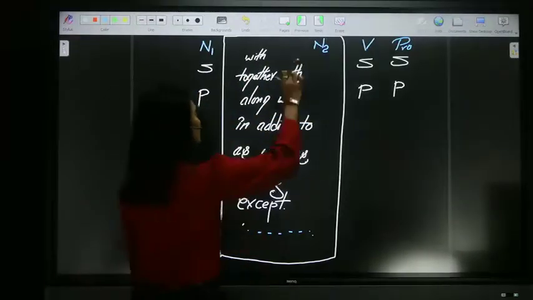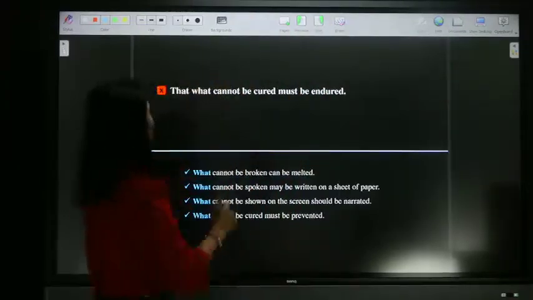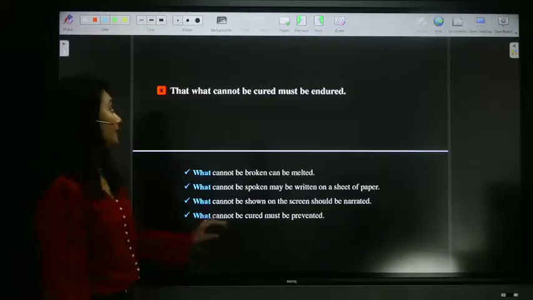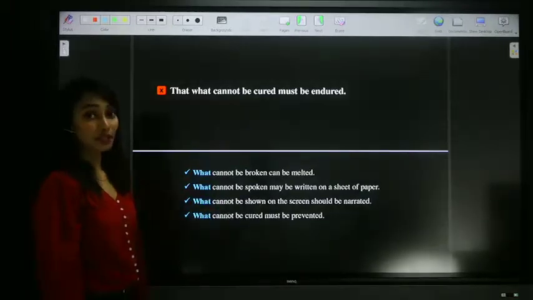Now let's see the next one. That what cannot be cured must be endured.